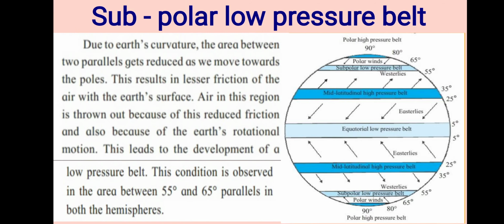Now come to the next one, subpolar low pressure belt. Due to the Earth's curvature, the area between two parallels gets reduced as we move towards the pole. This results in lesser friction of the air with the Earth's surface. Air in this region is thrown out because of the Earth's rotational motion. Due to this, a low pressure belt is formed between 55 and 65 degree parallel in both hemispheres.